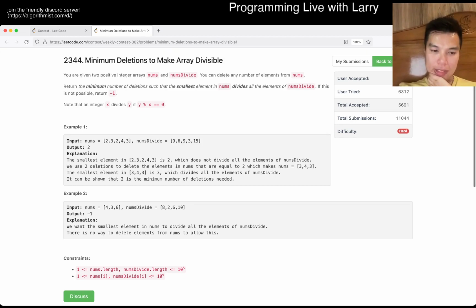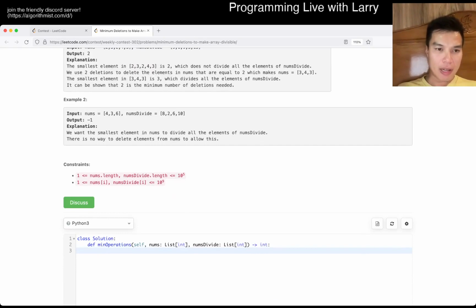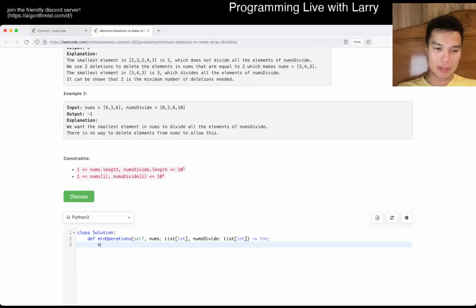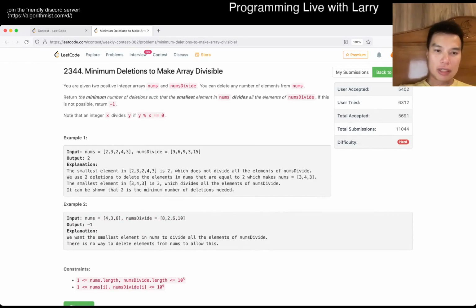Okay, so there's 10 to the 5 numbers. The numbers can be pretty big. Oh, 10 to the 9. That's a little bit different. I actually misread this. I thought the number could be 10 to the 5th, and I already did some sieve-related things. But because it's not, then we don't do it. How do we do it then? Well, we just get the GCD, right?